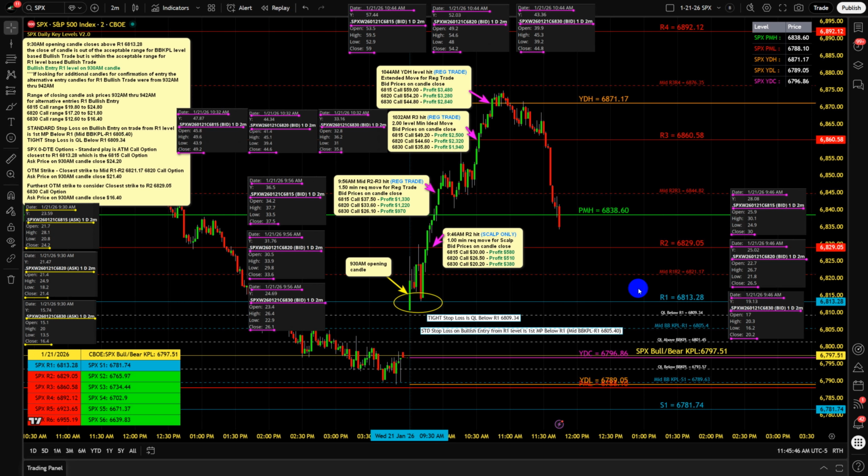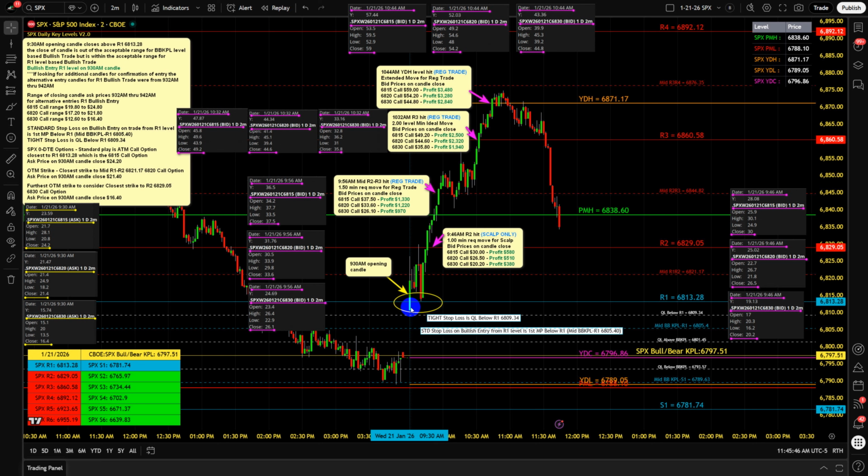All right, so the 9:30 a.m. opening candle we have marked off here. As you can see, it opens and also closes above the bull bear key price level. However, in today's session, we're seeing an example of the 9:30 a.m. opening candle closing above the bull bear key price level, which normally would be a bullish trade based off the bull bear key price level.